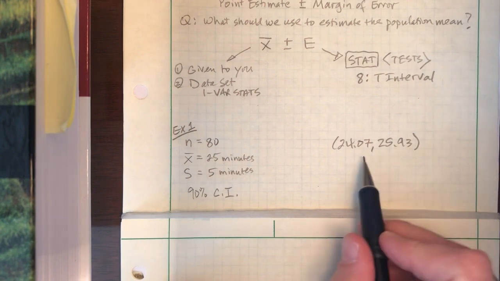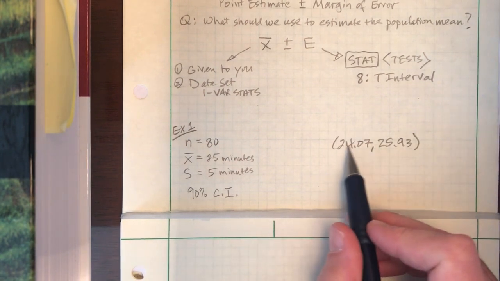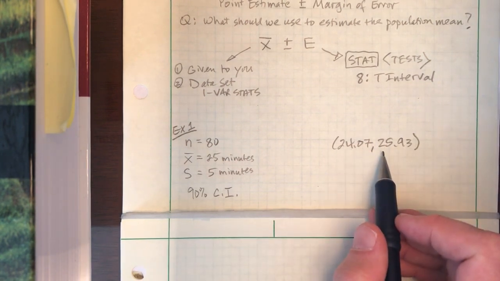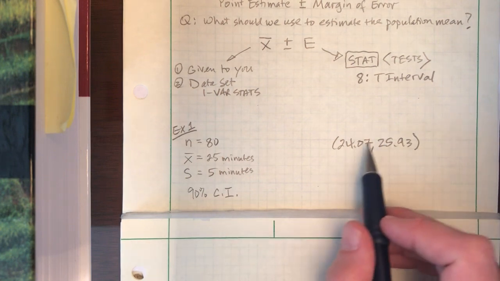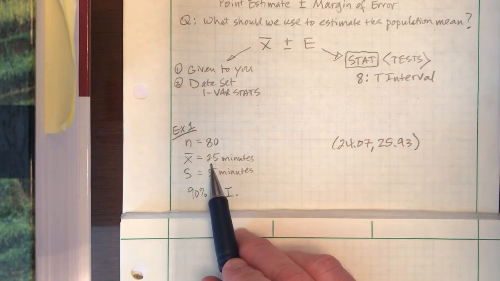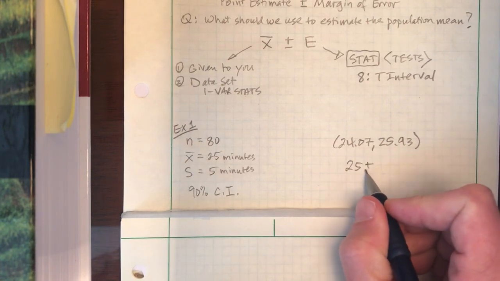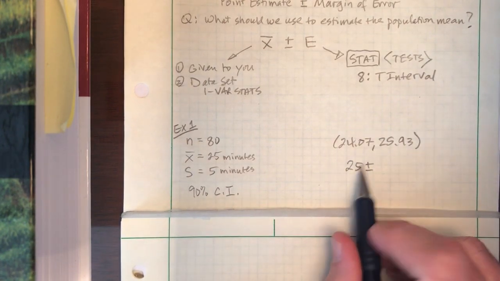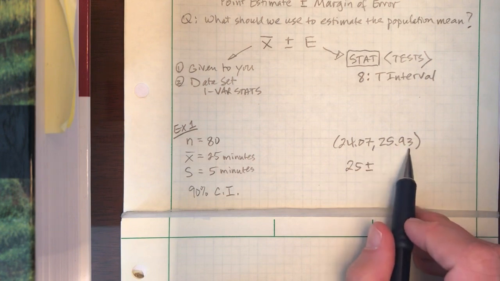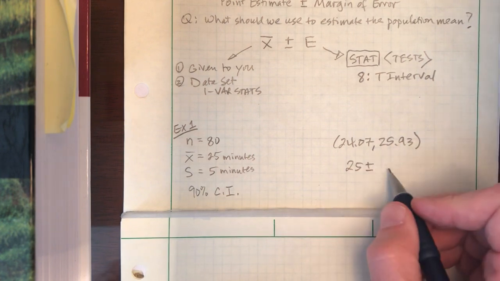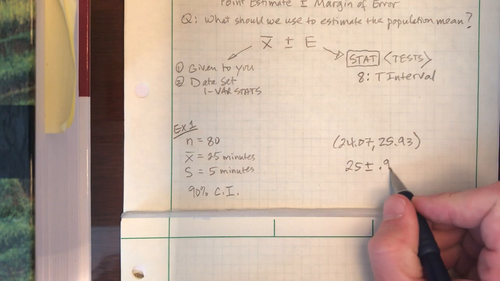One is I'd always like you to identify the point estimate, which is the number halfway between these two endpoints, but it's also just x bar. So we know it's 25 plus or minus, and then ask yourself, how far is 25 away from 25.93? And I think you can see it's 0.93 away.